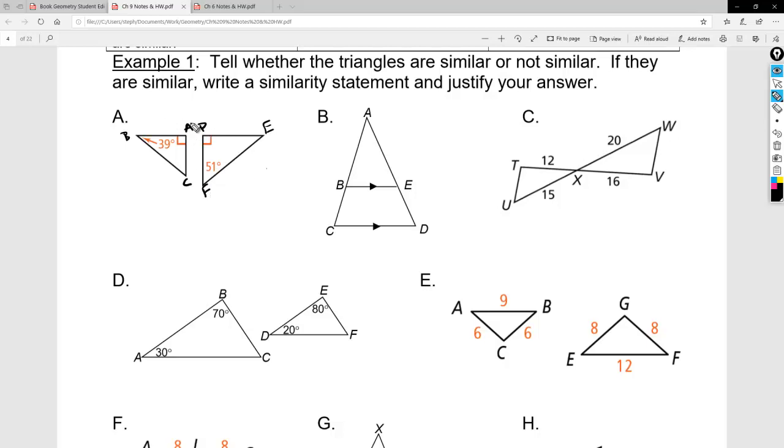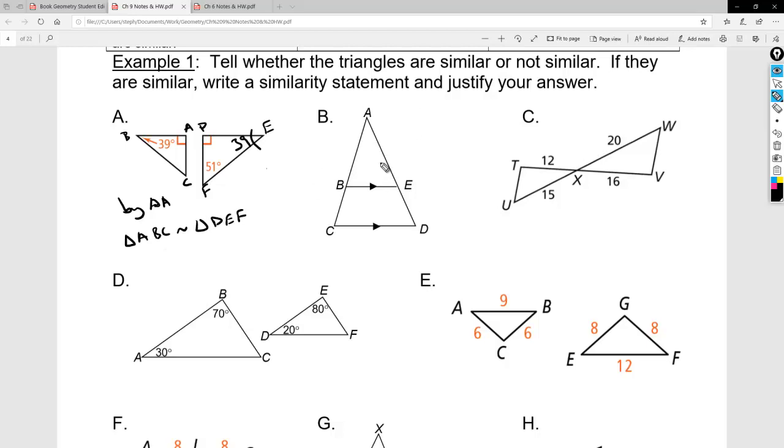Okay. So what would help is if I knew the measure of the third angle. So I can calculate that, obviously, and we end up getting 39. Okay, so I see that angles B and E are congruent, which means that C and F must be congruent, but it doesn't matter because I know angle A and D are both right. So by AA, I can say that triangle ABC is similar to triangle DEF.